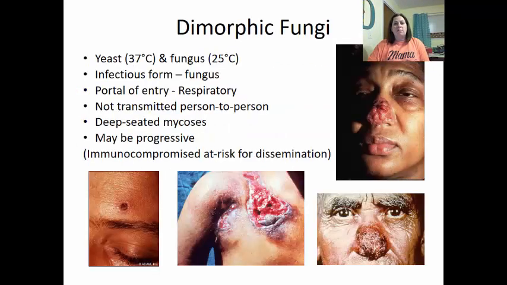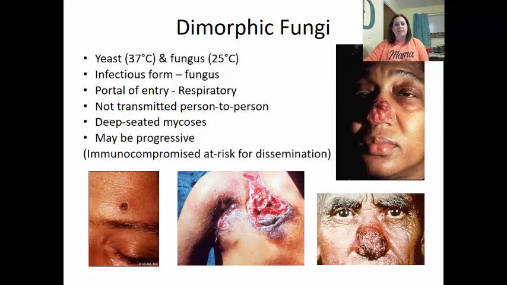So when we look at the dimorphic fungi, this means that it will grow as a yeast at 37 degrees Celsius, which is what our body is at, and it grows as a fungus, a mold, at a lower temperature of 25 degrees Celsius. For the infectious form, the portal of entry is going to be respiratory. It's not transmitted person to person. It's a deep-seated mycosis, and it may be progressive. Again, this is going to be a problem for the immunocompromised. It's spread through the soil in the fungus form, and this is how it gets into mostly immunocompromised individuals.